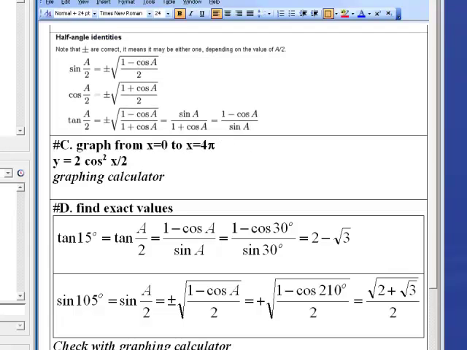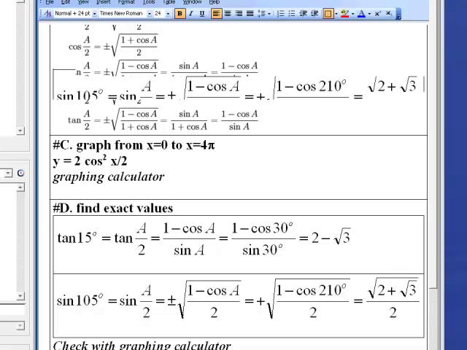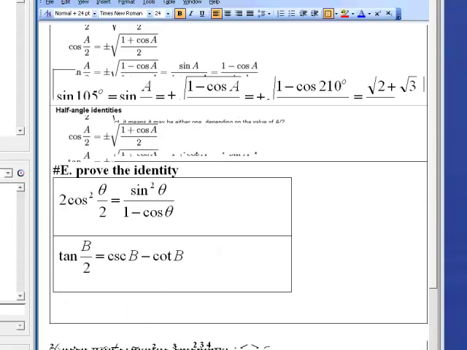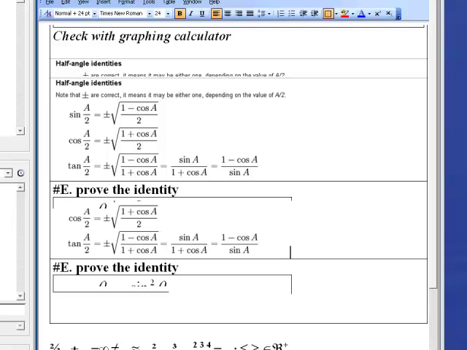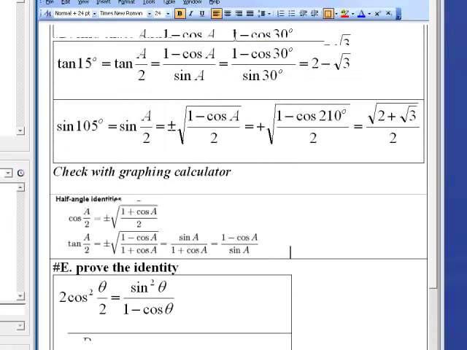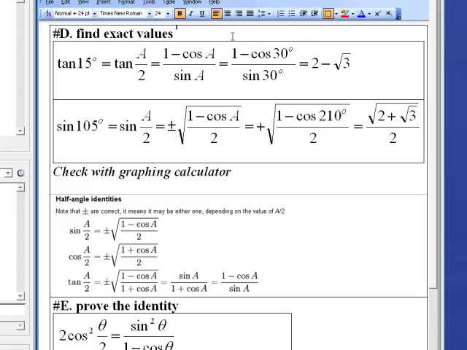Okay, a couple more problems where we prove these identities. So I'm going to take my half angle formulas along. Oh, was I supposed to check that with the graphing calculator as I wrote in my notes? Sure, let's do that. I'm going to write myself a note here that we came up with tangent 15 degrees, supposedly 2 minus square root of 3, and sine 105 degrees, the square root of 2 plus square root of 3 over 2.